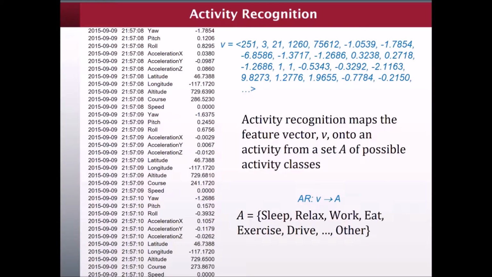The task of activity recognition is to map this data point, or the feature vector V, onto an activity label from a set A of possible activity classes. Using a mobile device, such activity classes might include sleep, relax, work, eat, exercise, drive, walk, bicycle, or in some cases, there might be collected data that does not fall into a predefined activity category, and it could be labeled as other.